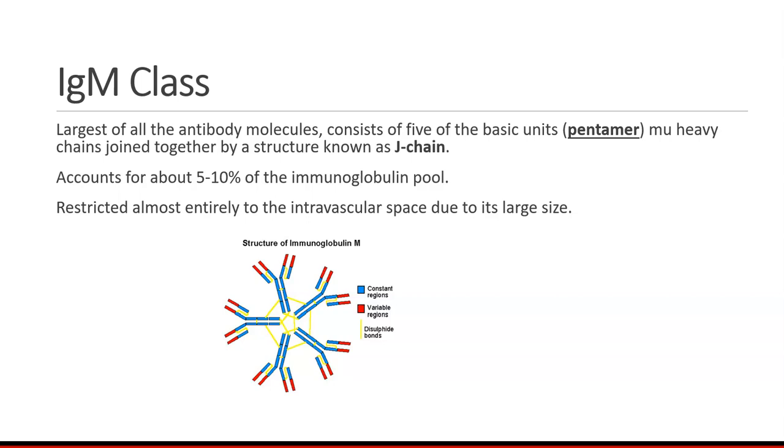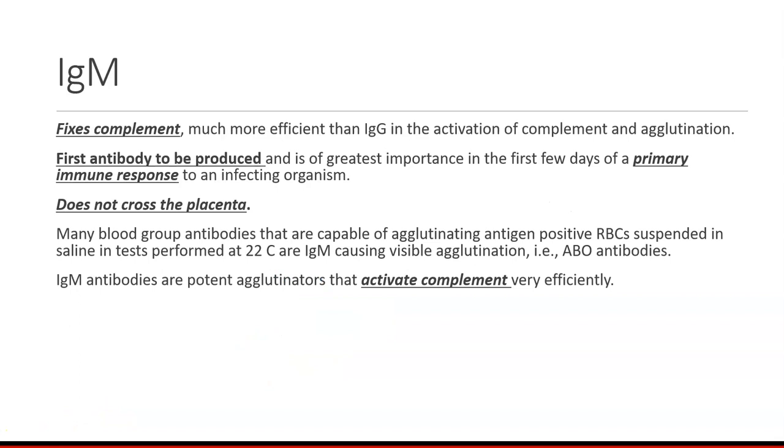This accounts for about 5 to 10% of the immunoglobulin pool. We don't need a lot of it because it is so big and effective in doing what it needs to do. Because of the size, it's restricted almost entirely to the intravascular spaces. IgM is one of the most important antibody classes that you will be detecting in immunohematology.